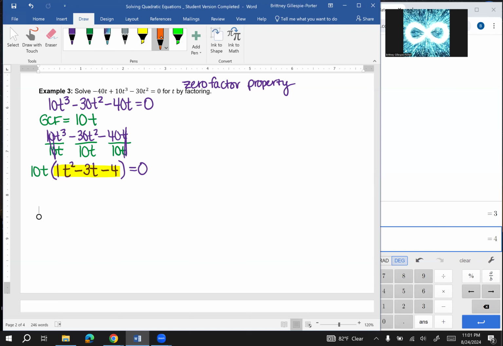Which means that we can identify A, B, and C. In this case, A is 1, B is -3, and C is -4.